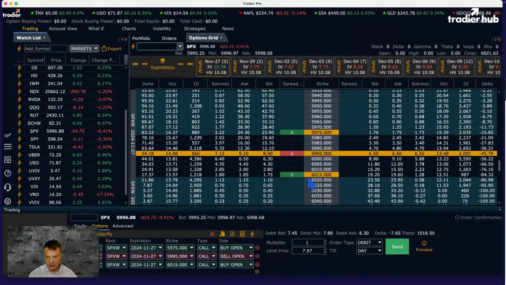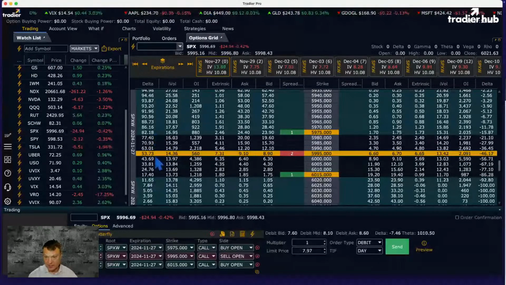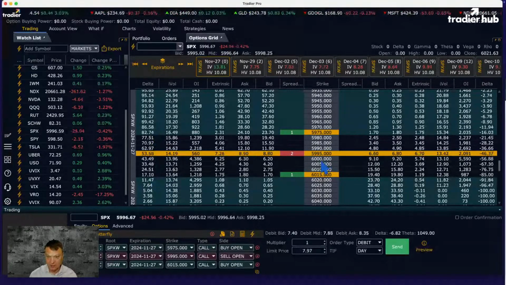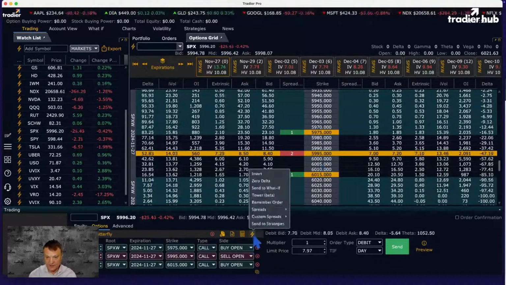So I'd want to skew a little bit more to the downside as far as the one standard deviation move is. It's a little bit lower probability of it reaching the downside as opposed to the upside, because I think 6,000 is going to be a barrier. Don't mind that. Let's send this to the what if.